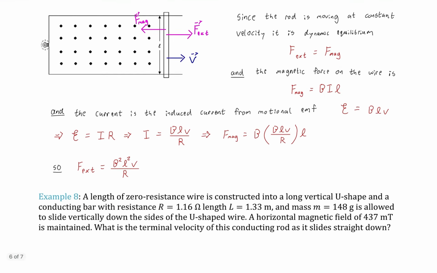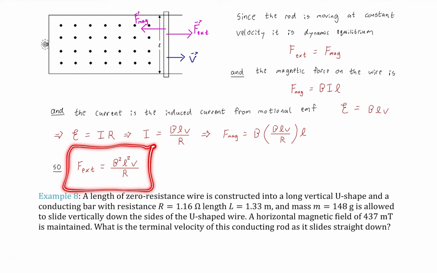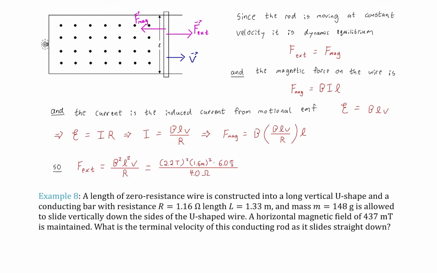Now, this is a very useful equation, because this is the expression that you'd use anytime you want to find the force to maintain a constant velocity for a motional EMF problem. So in this case, we can just plug in our values. We plug in our field strength, our length of the rod, our maintained constant velocity, and finally our known resistance. And we find that the force to keep this rod moving at a constant velocity of 6 meters per second is 8.9 newtons. If we applied any less force, it would slow down, gradually coming to a stop and then going back the other way. Or, if the external force is bigger than the magnetic force, it would pick up speed as it went.